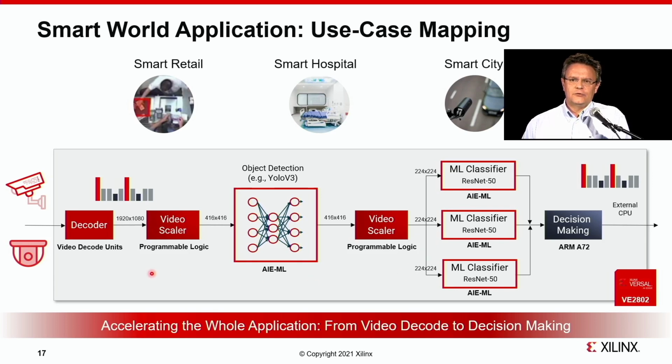what we realized is that to fit all this amount of AI ML inference compute, it would take a lot of resources to implement the video decoder units in programmable logic. So that's one of the reasons why we hardened the video decode units. The video decode unit can support up to 32 1080p30 video streams. Again, just to emphasize, you need to think about and accelerate the complete pipeline from video decode to decision making.